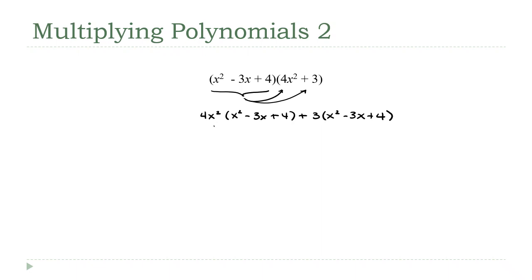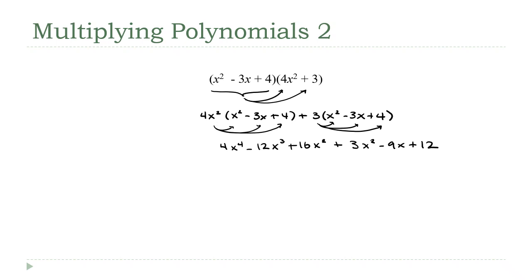I'll distribute the 4x squared into here. 4x squared times x squared, that's 4x to the 4th, minus 12x cubed, plus 16x squared, plus, now we'll do it once again with this second part, 3x squared minus 9x plus 12.